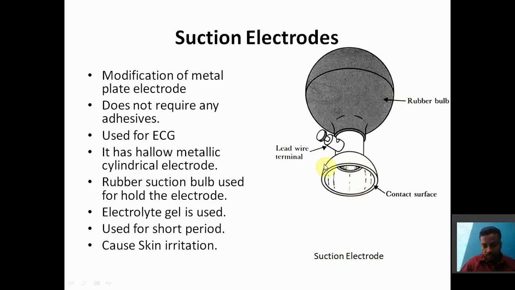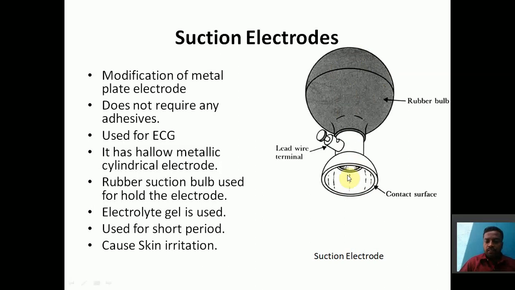This is the electrode probe or lead wire, so here we can connect our probe. This is a rubber bulb. Why do we call this electrode a suction electrode? Initially when fixing this electrode, we press this rubber ball, then the air goes out. After that we hold this electrode against our skin, then we release the ball, so it will suck our skin.